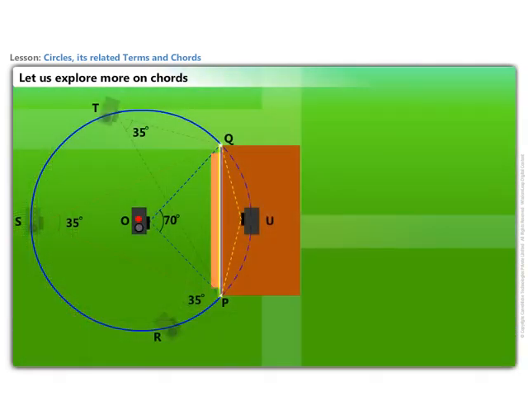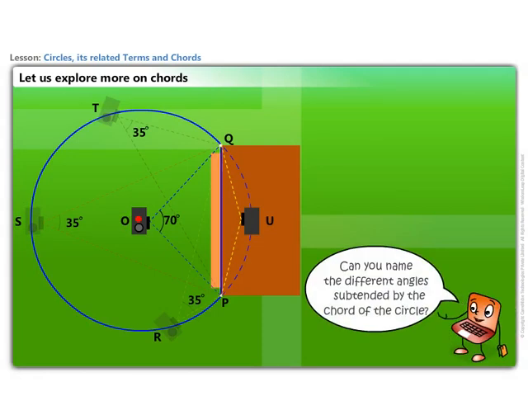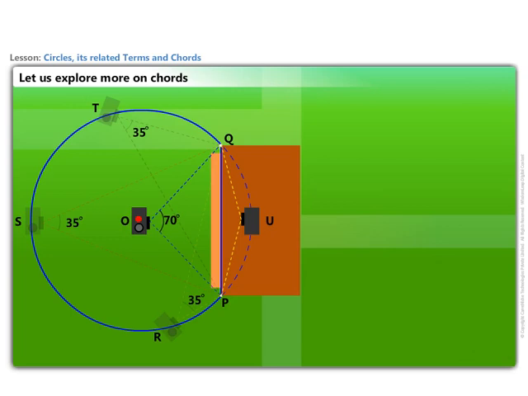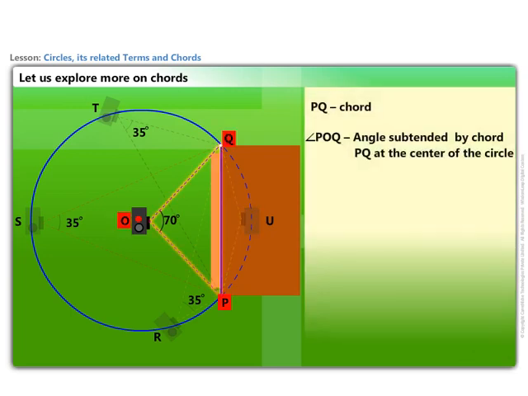Here, the length of the building represents a chord of a circle of center O. Can you name the different angles subtended by the chord PQ of the circle? When John took the photograph from the center of the circle O, the angle POQ is the angle subtended by chord PQ at the center of the circle.